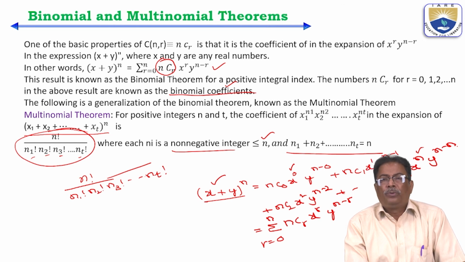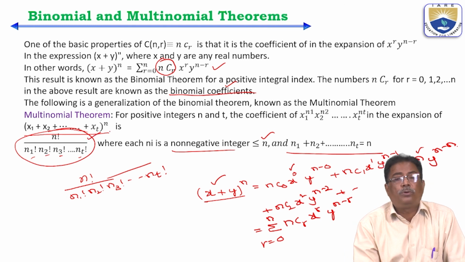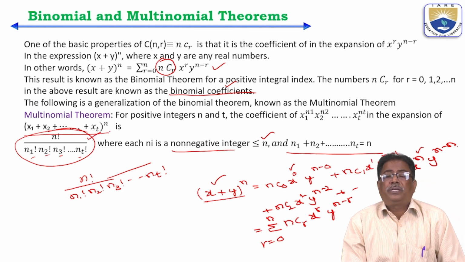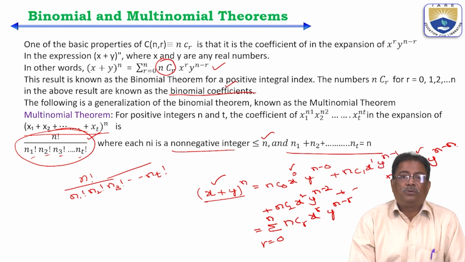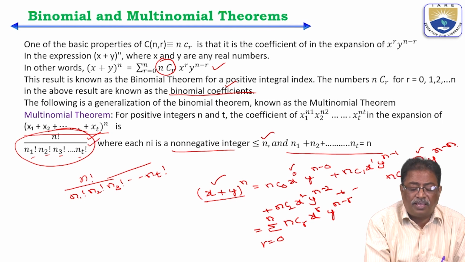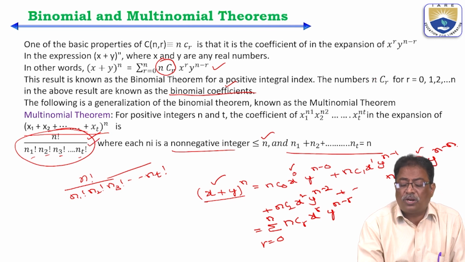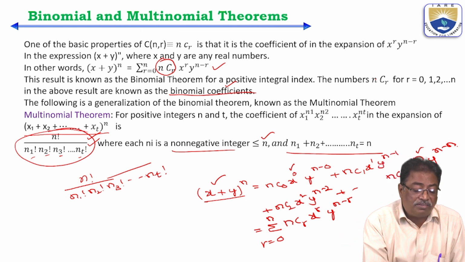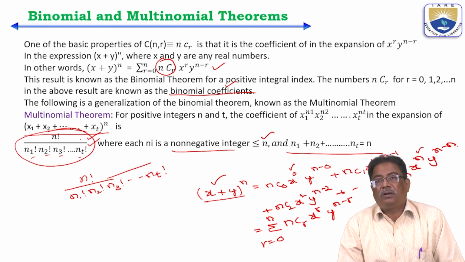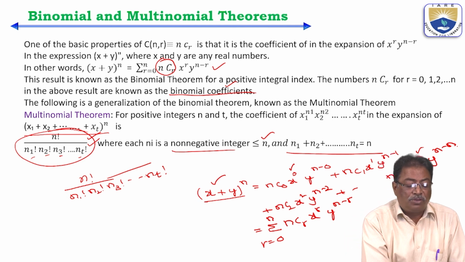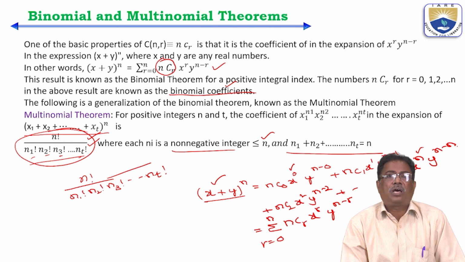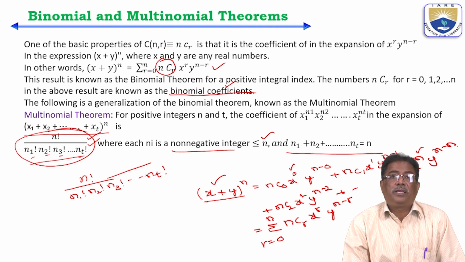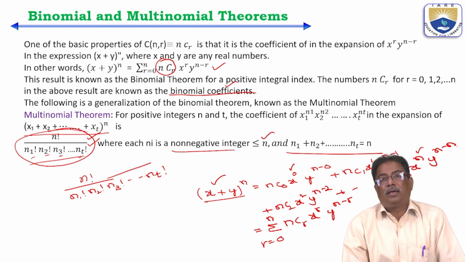Now, in the next class, we are going to prove this, and we can consider the case of more than two variables. Of course, nC0 and the like are known as binomial coefficients, and these are known as multinomial coefficients. In the next class, we are going to prove this and solve some problems related to the binomial and multinomial theorems.